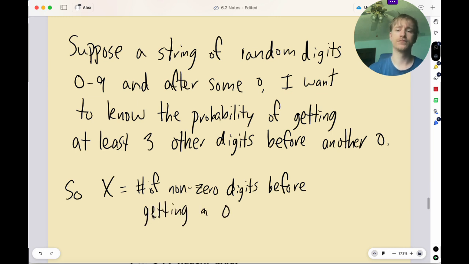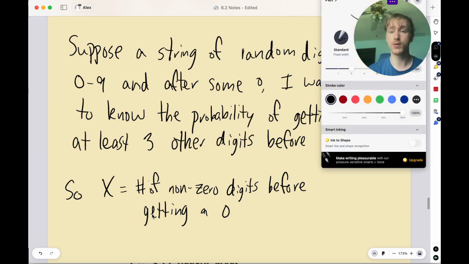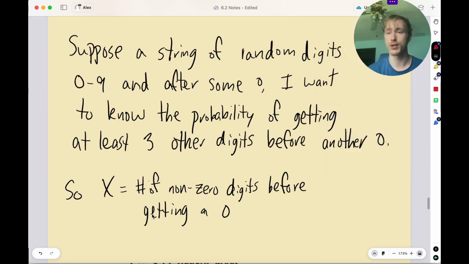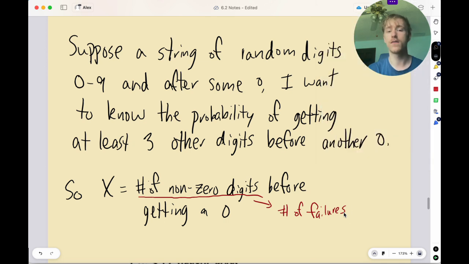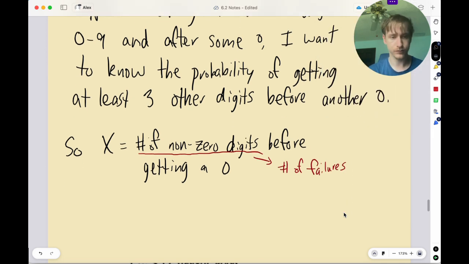Okay? Another way of phrasing this, because we want a 0 ultimately, like that's what we're talking about here, the number of non-zero digits can also be phrased as the number of failures. Okay, but we can just stick with the number of non-zero digits for now. And we want the probability of getting at least 3 other digits before another 0. So we have that the random variable x is going to be greater than 3.